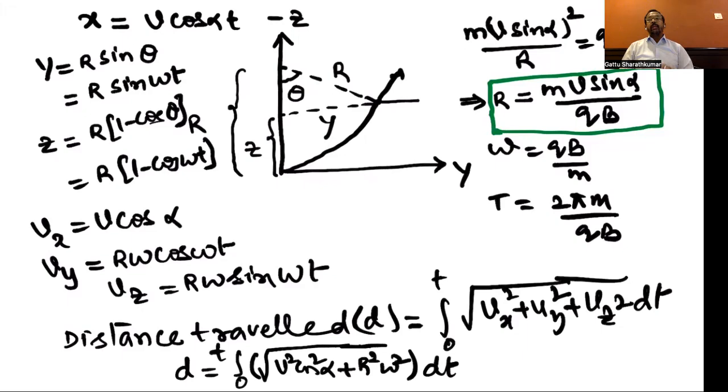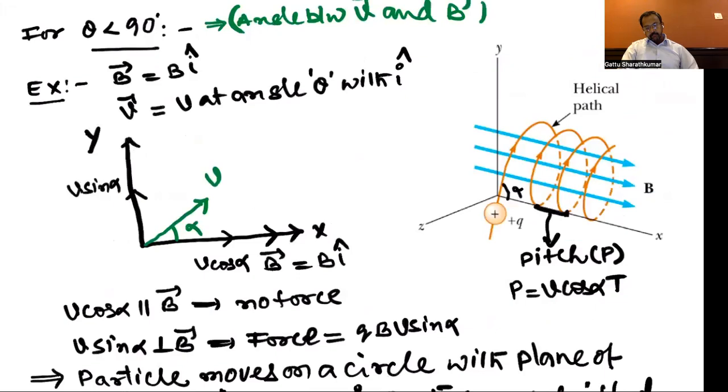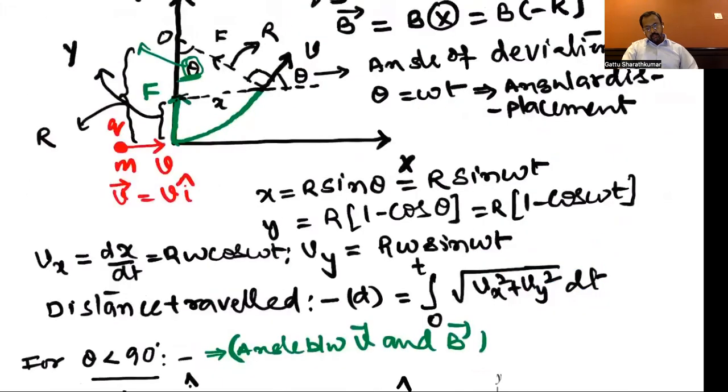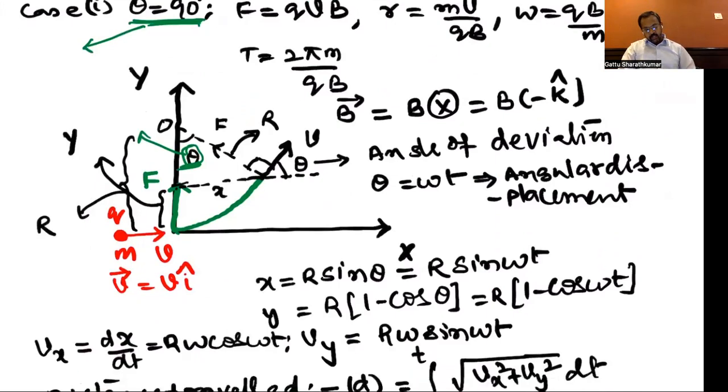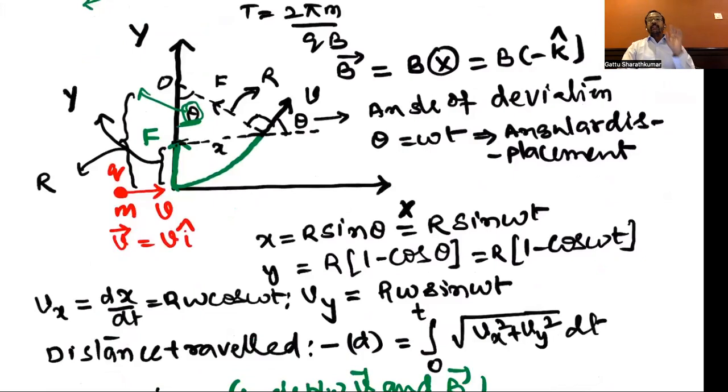So this is how we can analyze the situations. When theta is 90 degree, how does it move? And when theta is less than 90 degree, how does it move? If theta is 90 degree, it will move on a circular path where radius will become mv by qB simply. And you can find out velocity along x-axis, velocity along y-axis. Don't forget that speed remains constant. That is confirmed. But components of velocity along x and y-axis will change.